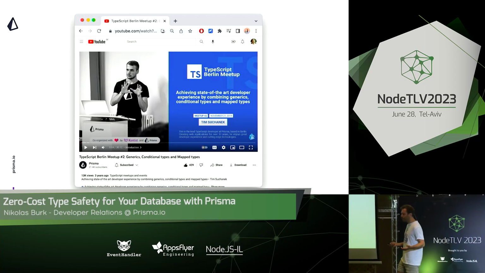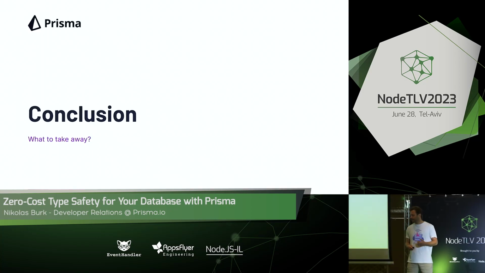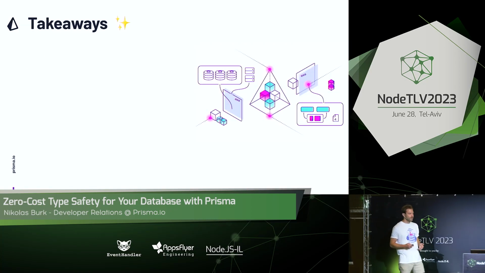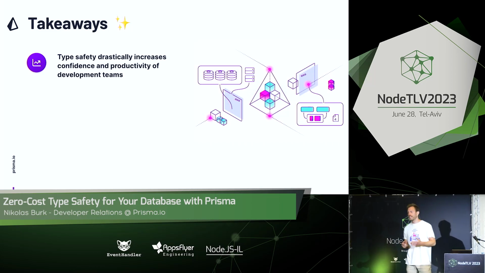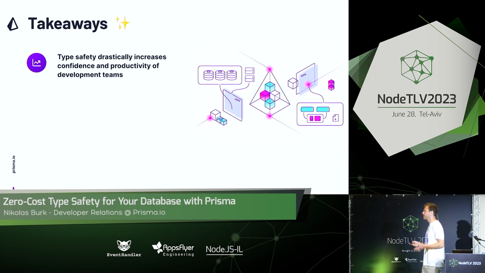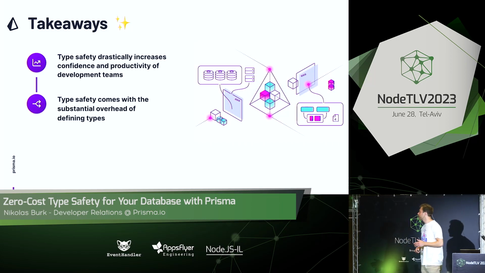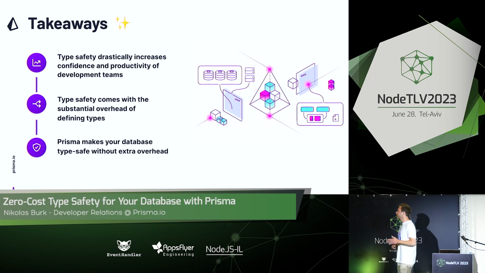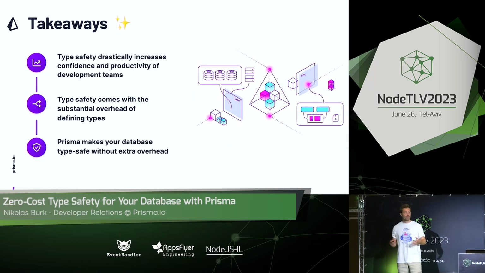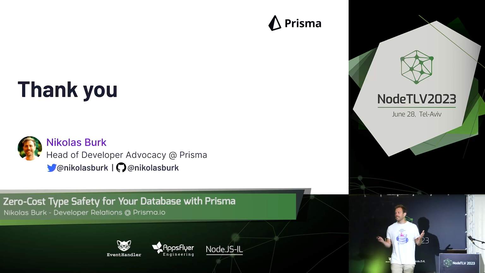So let's draw some conclusions from this talk. The first one is that type safety really, really increases the confidence and the productivity when you're building applications. But type safety also comes with the overhead of defining the types in your application, which is solved by Prisma through code generation. And that's all I have for you today.